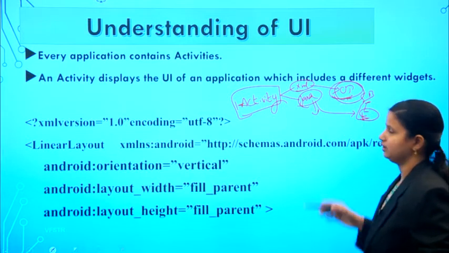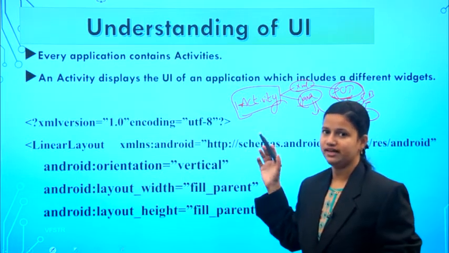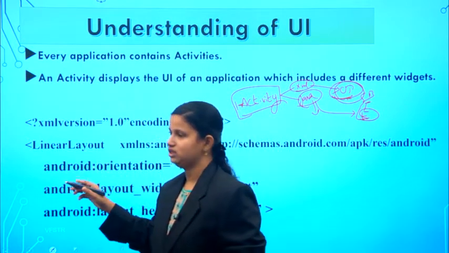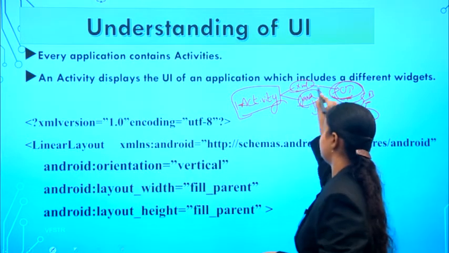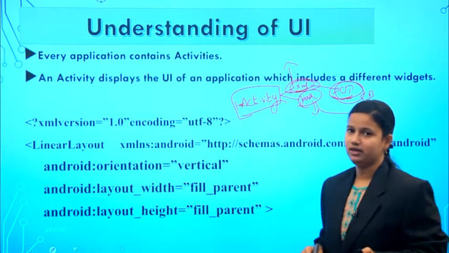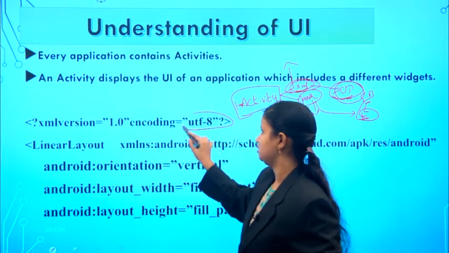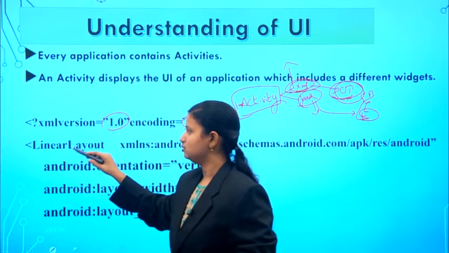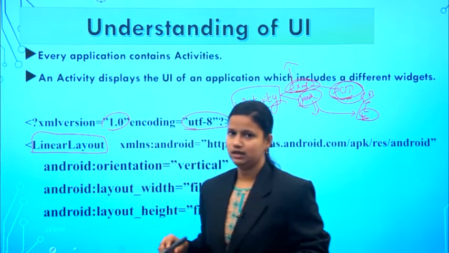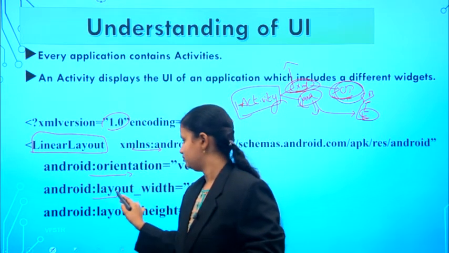But the user interface, whatever components or views the activity space contains, is designed by using XML. The XML starts like this. In this third unit, we are only focusing on XML, because we only have to know how the user interface is designed by using view or view group elements. The XML version and encoding is the main syntax for opening your XML. In that we have to mention any one layout to arrange the views. Then XML-NS for namespace, orientation, layout width and layout height.